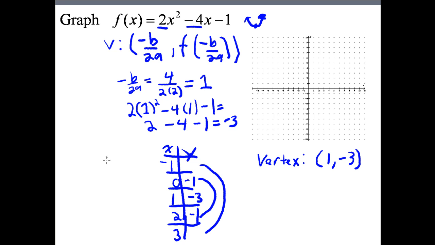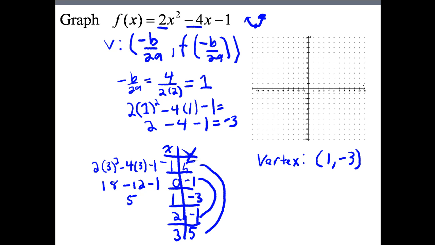So I'm going to plug in 3 for x just because I'd like to avoid the negative, because there tends to be more chance for an error with a negative than there is with a positive number. So plug in 3 for x. 3 squared is 9 times 2 is 18. 4 times 3 is 12, so minus 12 minus 1. 18 minus 12 is 6, minus 1 is 5. So this is 5 down here. And because of symmetry, this is 5.